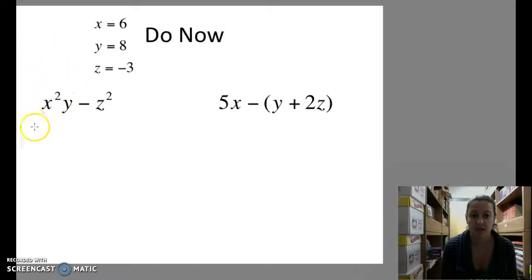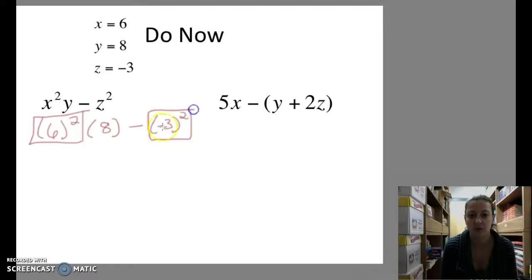So the first one, I'm going to put my 6 in parentheses. Remember how that's really important. 8 minus -3 squared. First thing I'm going to do is my parentheses. And I love using those zoom in boxes, right? Because it helps you really see exactly what operation is happening and exactly what the exponent is touching. 36, this 8 was tied to that 6 with multiplication, so it needs to stay the same way.